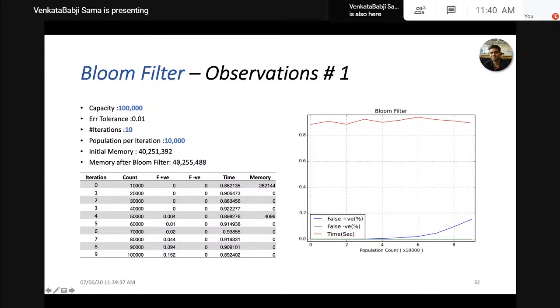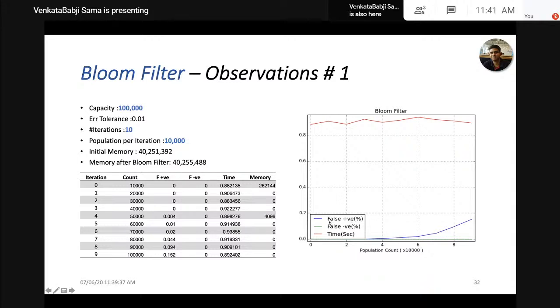Initially, I initialized it with 100,000 and insert 10,000 in each iteration, running around 10 iterations. That means at the end of every iteration, I measure the memory, the time, and false positives and false negatives. This is the plotted version of the data the program captured. You can see the green line, which is false negatives, remained flat, not just flat, it remained at zero. It never mattered whether I added 10,000, 20,000, 40,000, 60,000 or 80,000, false negatives always remained at zero. That means when it says an item is not there, it is for sure.